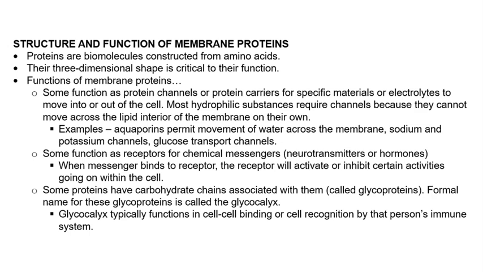Some of the membrane proteins have carbohydrate chains associated with them. Collectively, the protein and carbohydrate chains are called glycoproteins, and specifically for the glycoproteins on the cell membrane surface, these are referred to as the glycocalyx, which means sugar coat, as the term glyco refers to the carbohydrates and calyx means coat. The glycocalyx typically functions in cell-cell binding or in cell recognition by that person's immune system, because what we see is that the immune system often kills cells that have an unfamiliar glycocalyx.